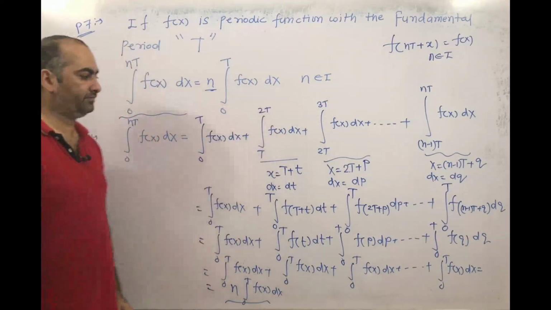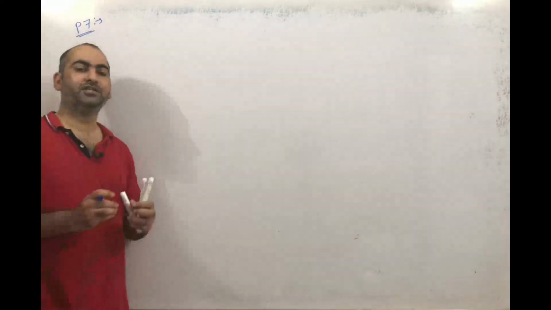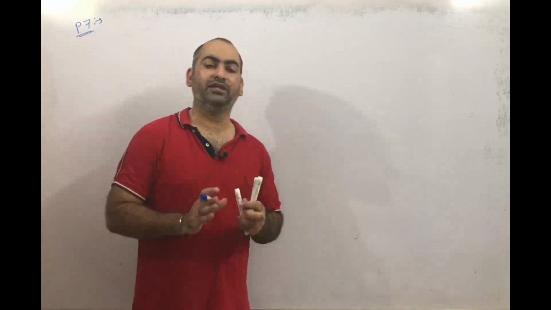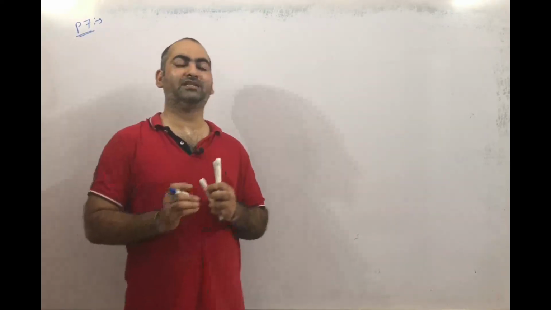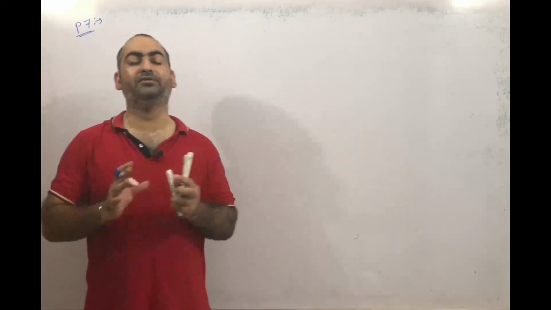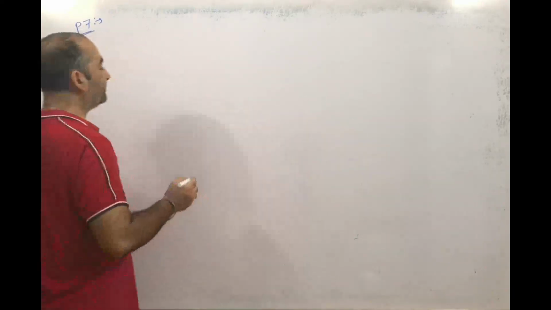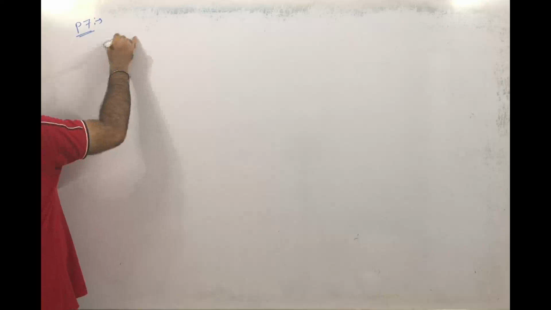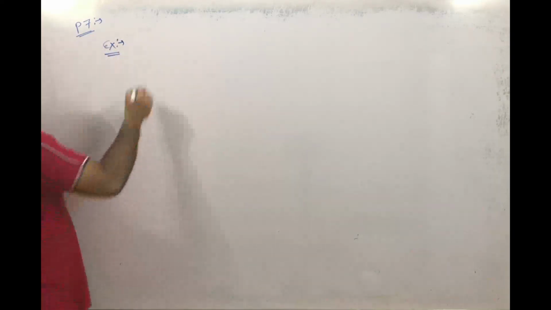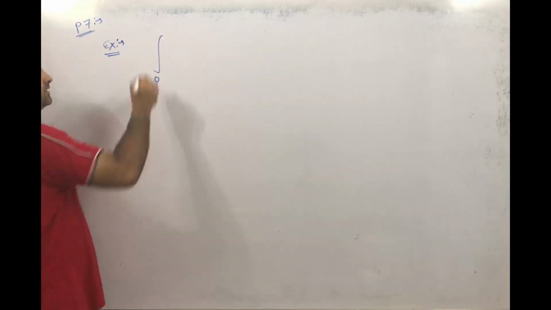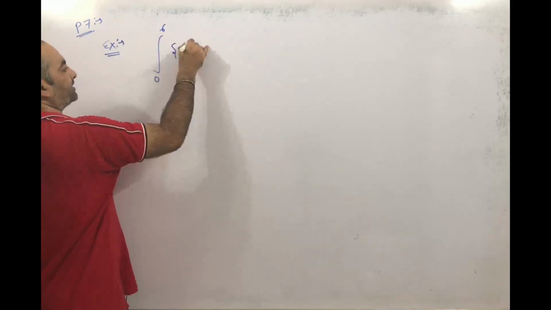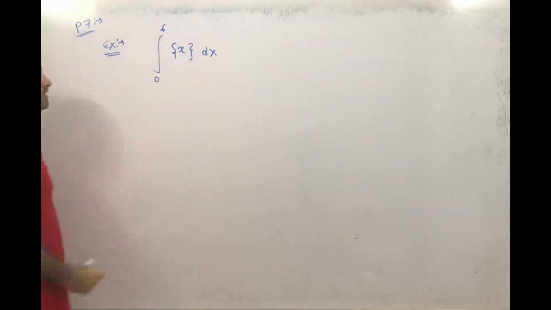This is your proof. Next I will discuss the first point graphically. For that we will take an example. By example I will explain how graphically we can prove the same property. Okay, for that we are taking one example. The example is integration 0 to 6 fractional part of x dx.